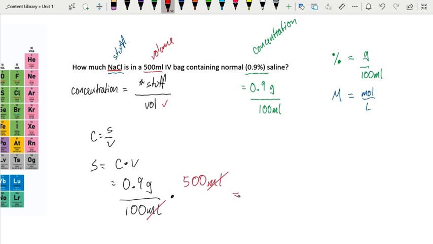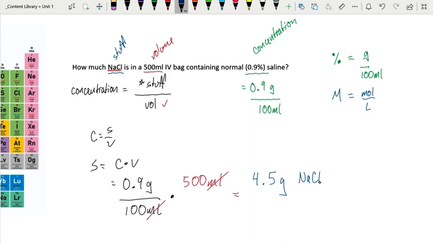Now all I have to do is my math. So 0.9 times 500 divided by 100, and we end up with 4.5 grams of NaCl that were in that 500 milliliter IV bag.